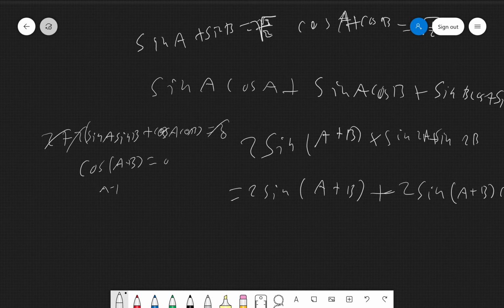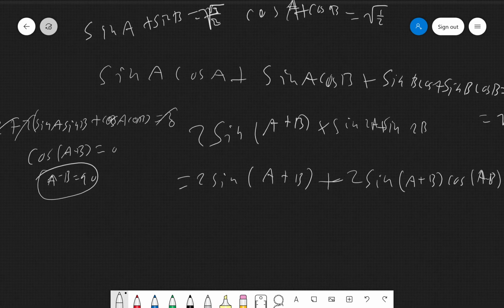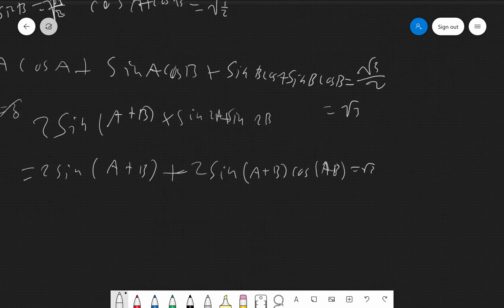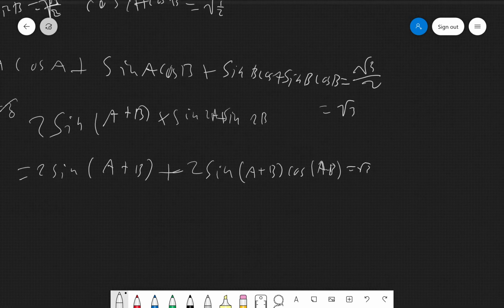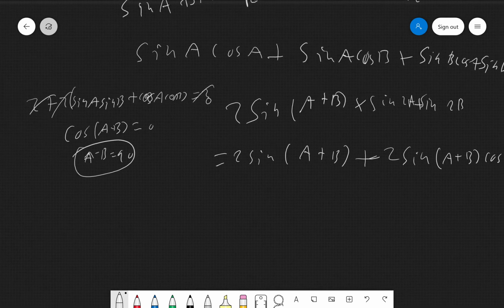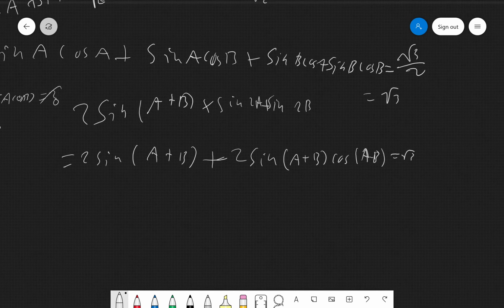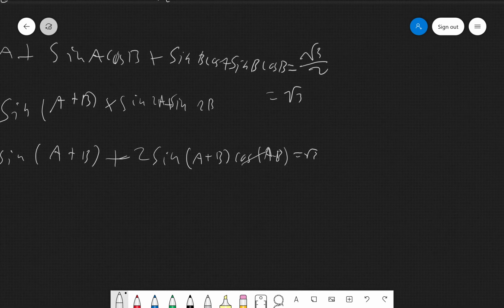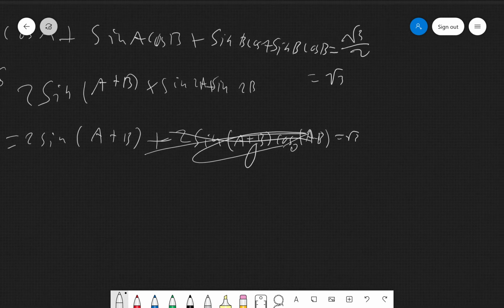So A minus B equals 90 degrees. What's nice is that instead of plus, it's minus. Actually, we don't need to find A minus B. We know that cosine of A minus B is 0, so this whole thing is 0. That means this whole thing is eliminated, so 2 sine of A plus B equals root 3.